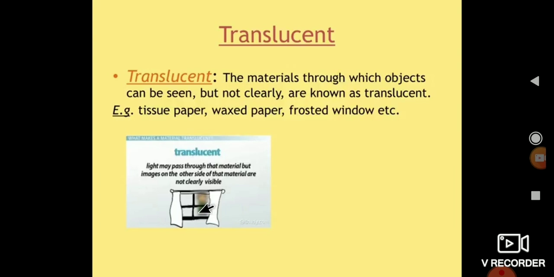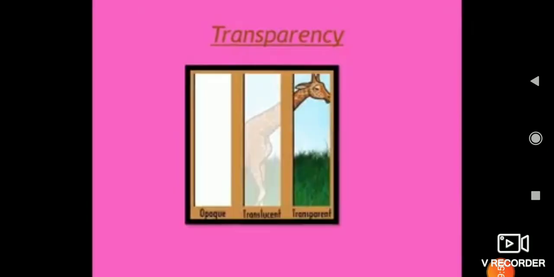Here, the objects in this window can be seen but not clearly. Such materials are called translucent materials. Look at this picture. It is an opaque object. Here, these are materials through which you are not able to see. Such materials are called opaque materials.